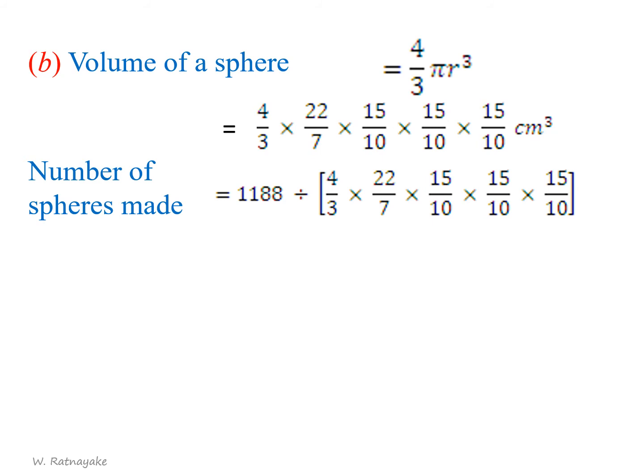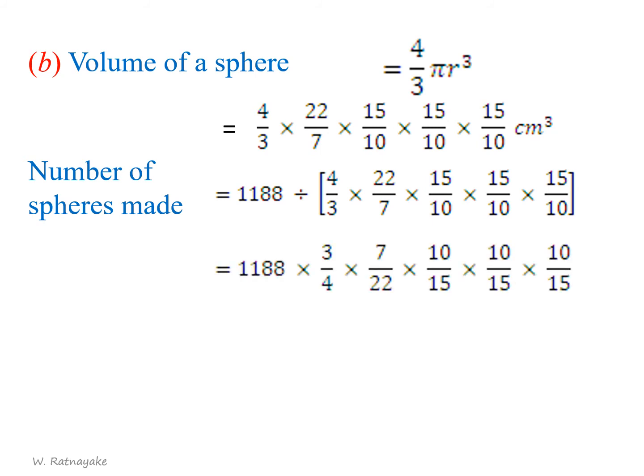Now we have to divide by this expression which contains some fractions. When you divide by fractions, we know we convert this division into a multiplication and take the reciprocals of these fractions. Then the expression will be like this: 1188, instead of division we have put multiplication. We have taken the reciprocals of all these fractions.